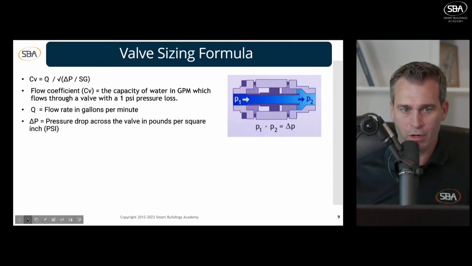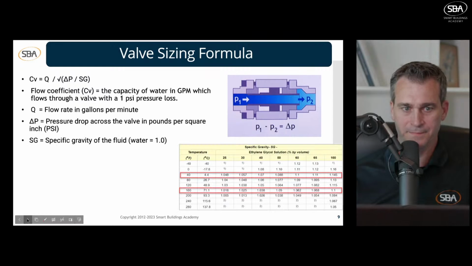And then we have our pressure drop across the valve. That's going to be across entering and leaving the valve, as we can see here. Okay, there's going to be a certain PSI and pressure drop across there. And then we divide that by our specific gravity of water. Now, the specific gravity of water is 1, all right? But keep in mind in our hydronic systems, we use glycol mixed with water, okay? So this chart over here explains the different percentages of glycol that we put in our water, okay?